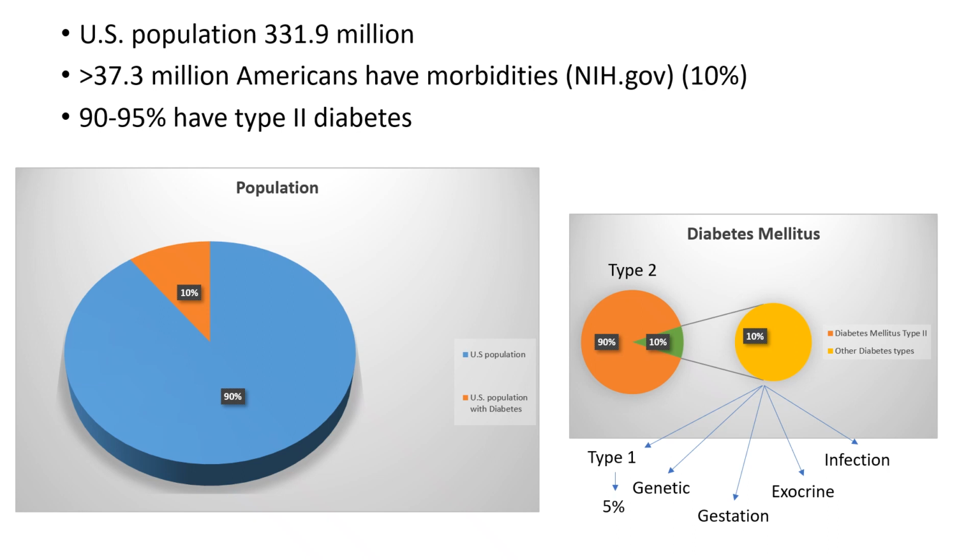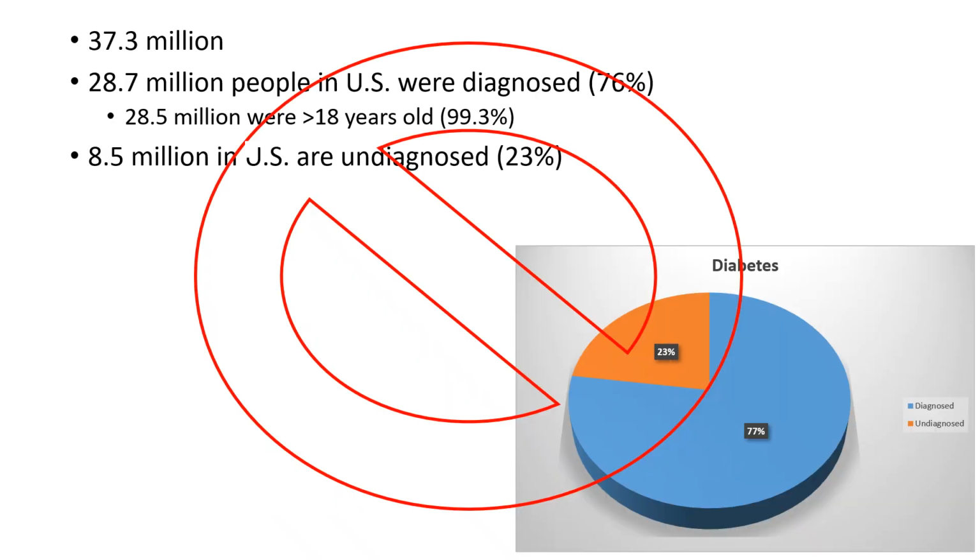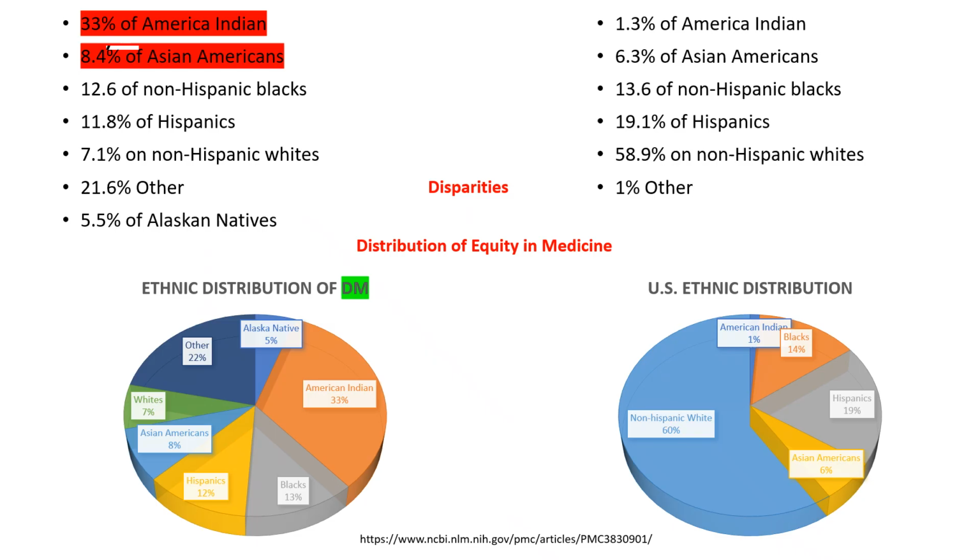Now, out of those 37 million, 90% of them have type 2 diabetes. Out of that pie, let's take the 10% slice out. Out of that 10%, some of them have type 1, some of them have genetic abnormalities, some of them have gestational, some have exocrine and infections and so on. Again, we're only going to talk about type 1, and that represents 5% of the overall cases of diabetes mellitus. We'll skip over that one.